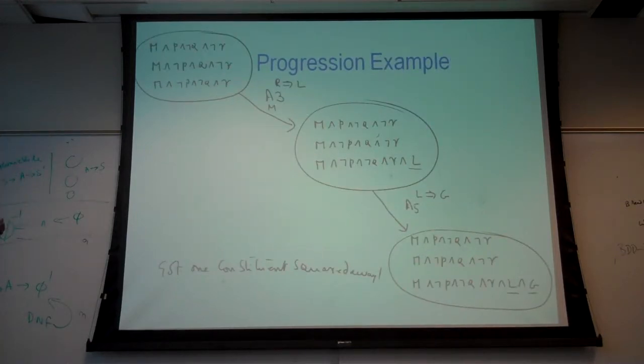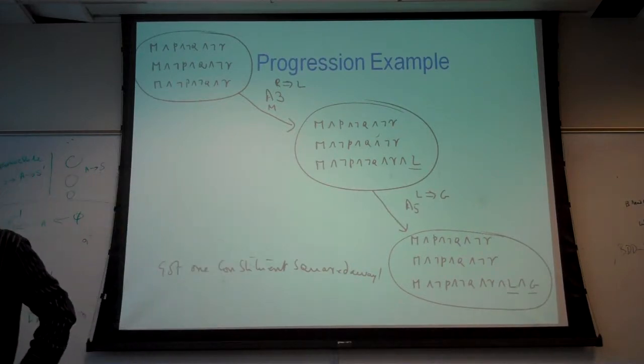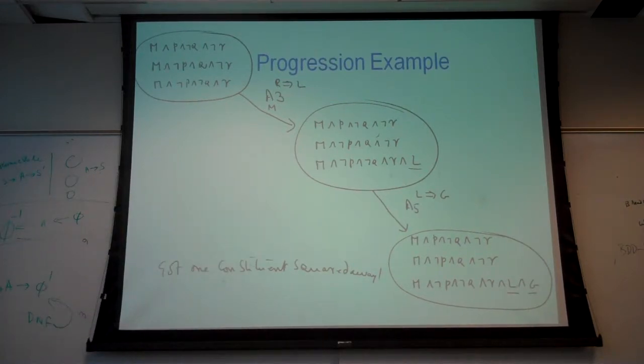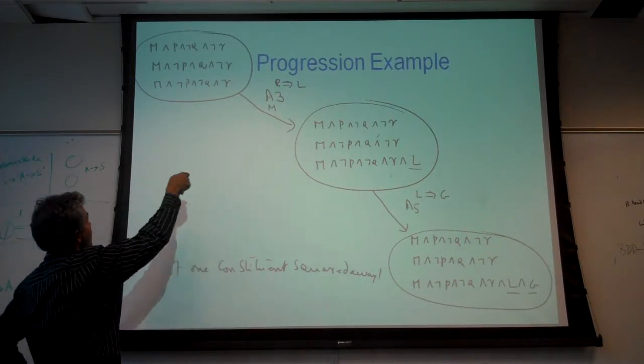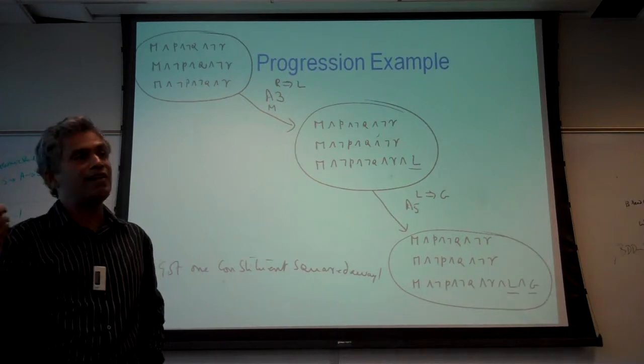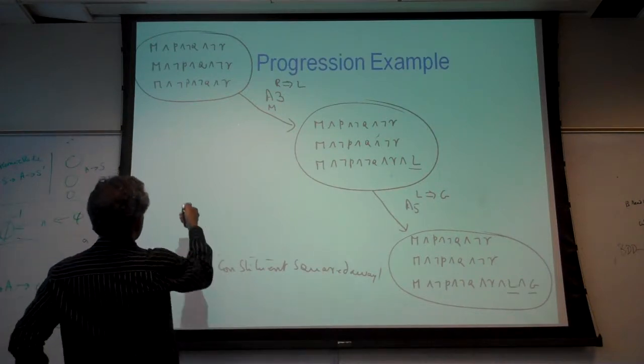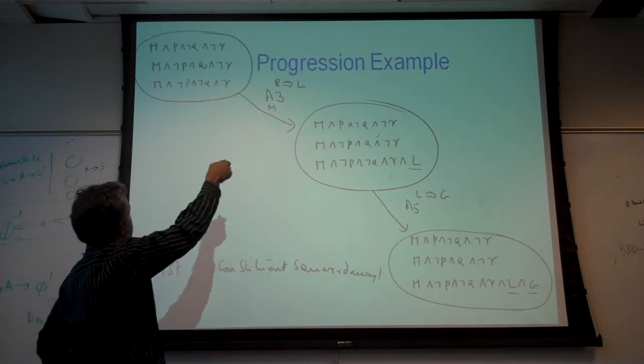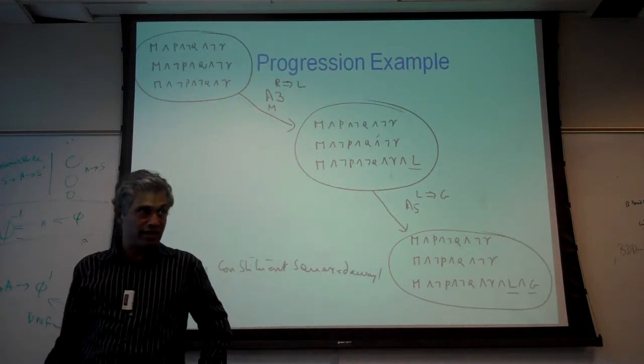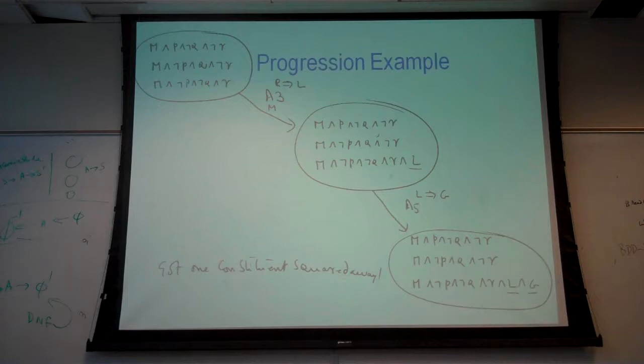Okay, so here is a progression example. You start from here, and suppose I have this action A3 which requires M, and says if R is true, then L is true. So I couldn't even have done this action if all of the constituents didn't have M. Thankfully M is there in every one of them. Then all you do is doctor each constituent. Whenever R is true, you make L also true. In this case, R is not true, so you do nothing. In this case, R is not true, you do nothing. In this case, R is true, so you add L.